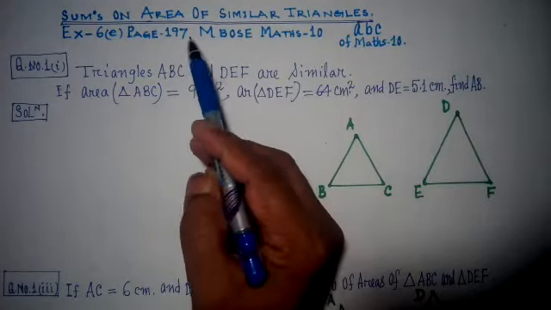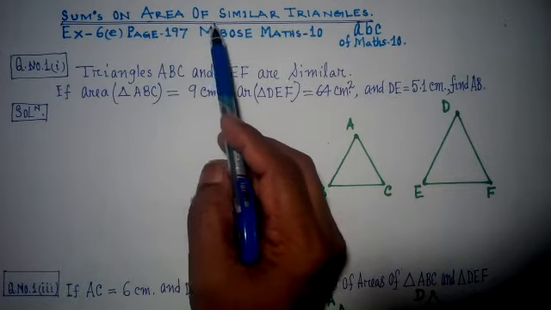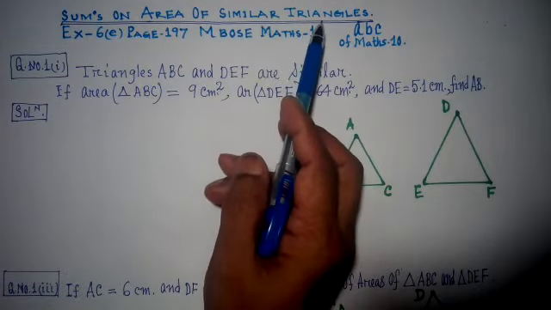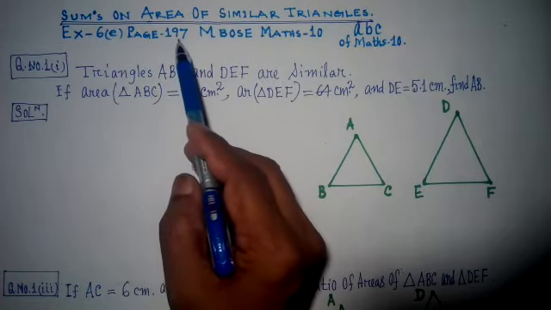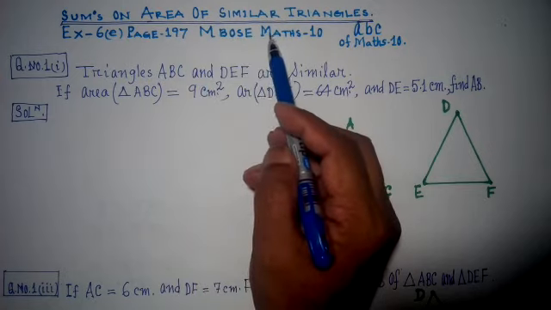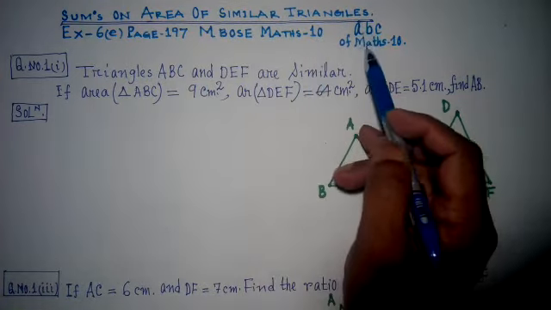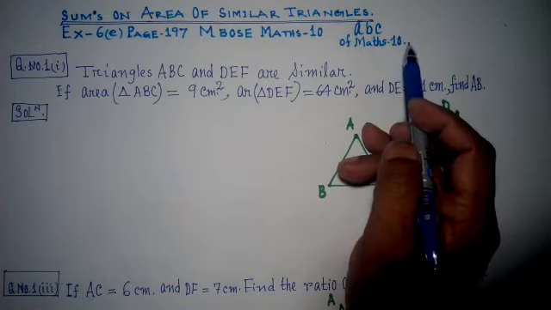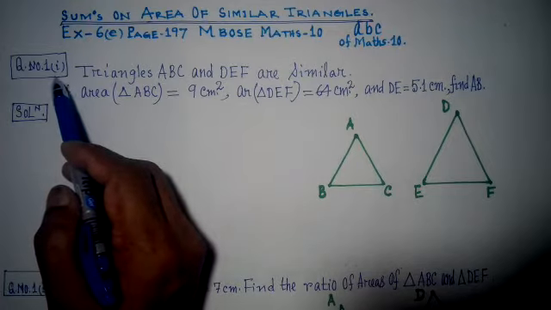Hello, my dear students. Today we will learn sums on area of similar triangles. Exercise 6E, page 197, Ambush Mathematics book, class 10, or Moderns ABC of Mathematics, class 10. Look at question number 1, sub number 1.